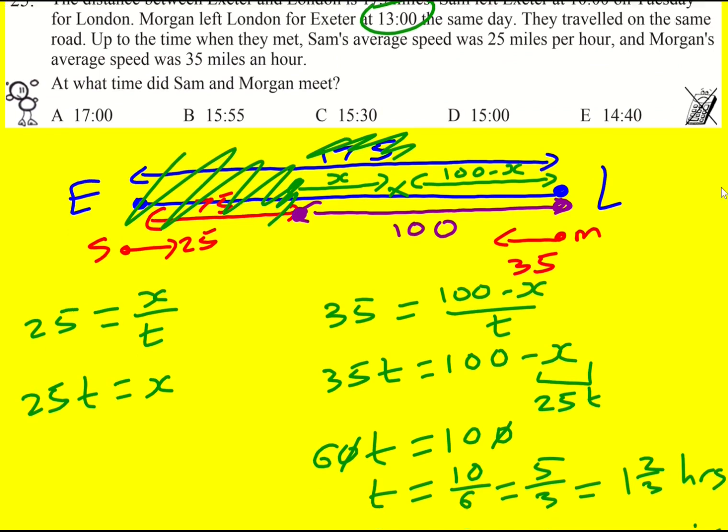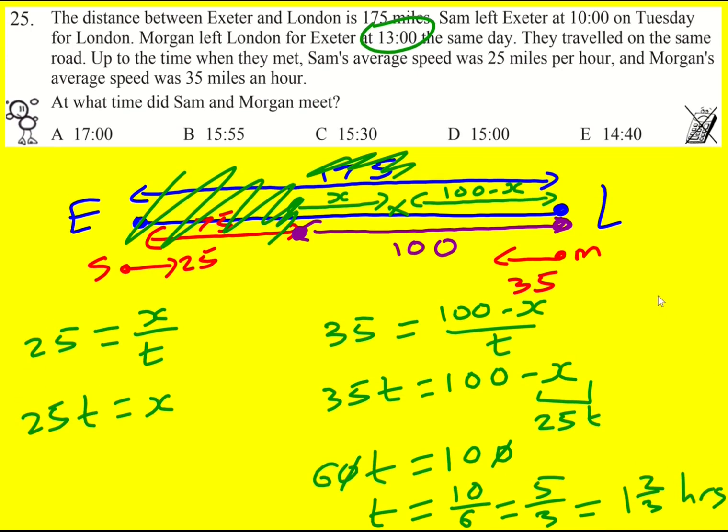So I've got 1 o'clock and I'm adding 1 hour and 40 minutes. Therefore, it's going to be 2 o'clock plus 40 minutes. It's going to be 2:40. That is our answer.